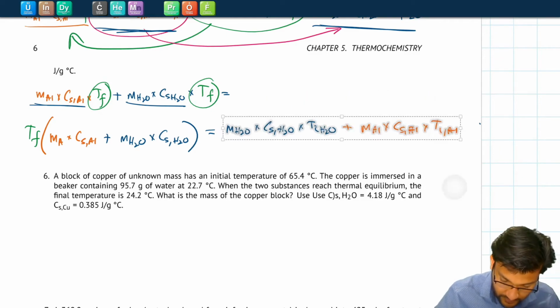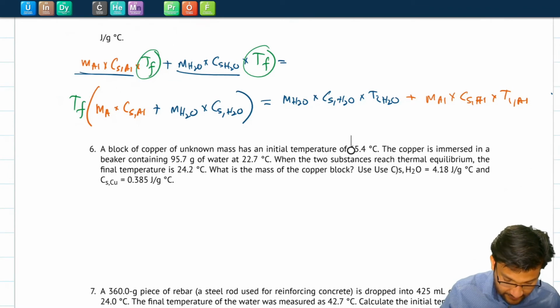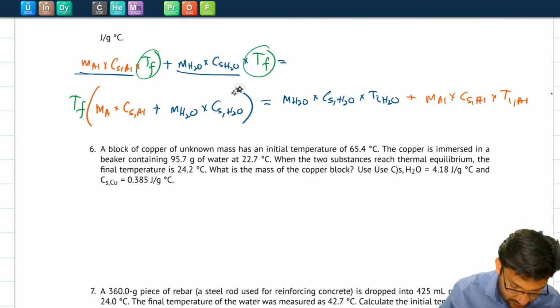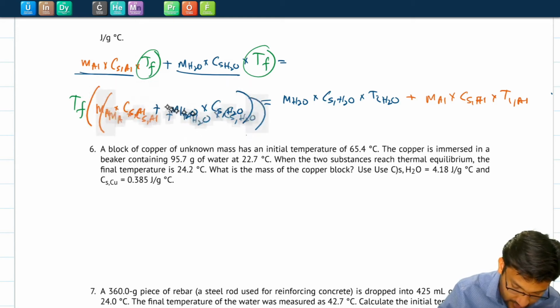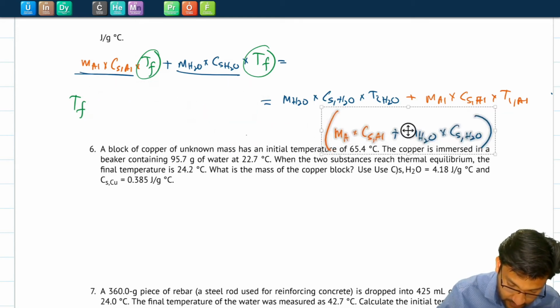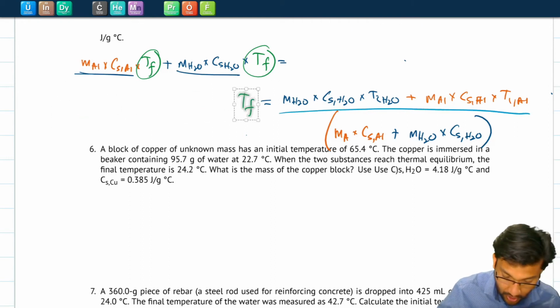There we go. Okay. So now to solve for TF, we just need to divide on both sides by everything in this bracket. So the beauty of doing this electronically is I should be able to select this. I didn't select everything. Let's try that again. Select this and divide both sides. So TF is equal to all of that.